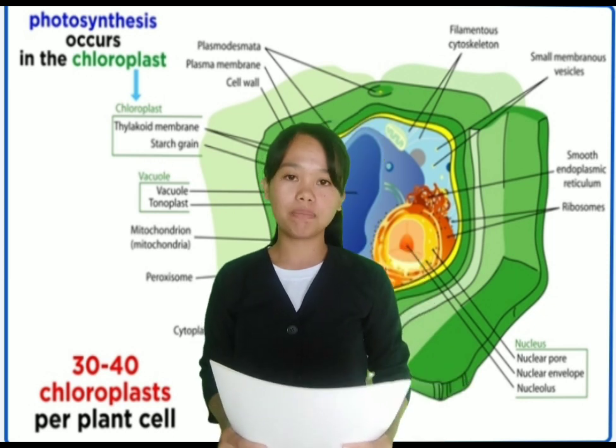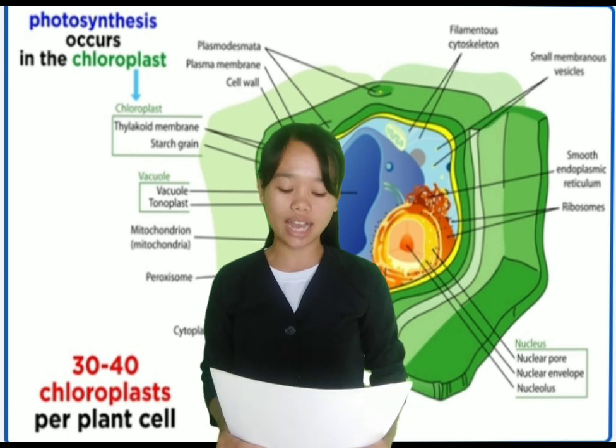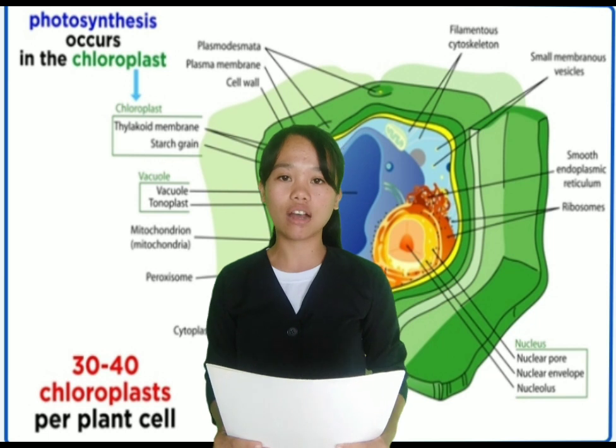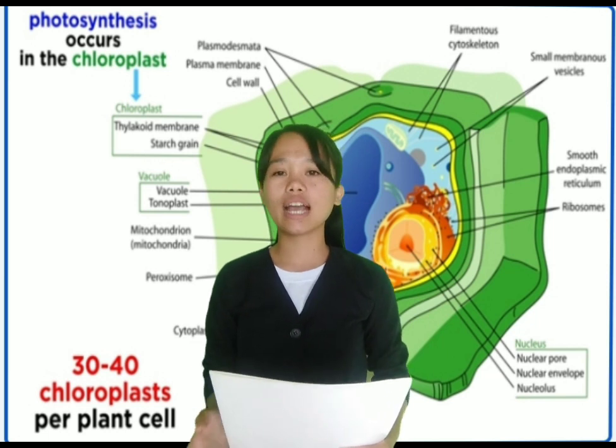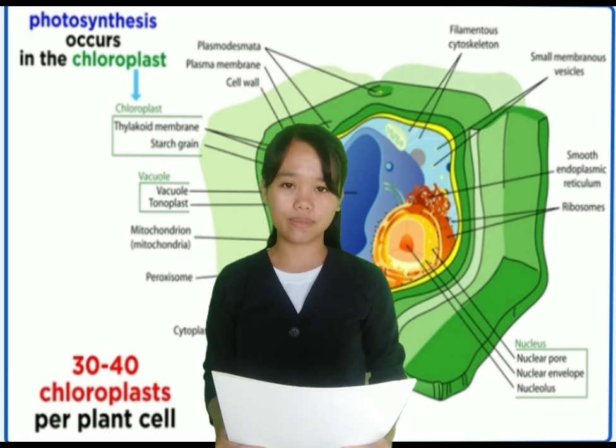And NADPH, which stands for nicotinamide adenine dinucleotide phosphate hydrogen. It is a product of the first level of photosynthesis. It helps to fuel the reactions that occur in the second stage of photosynthesis.